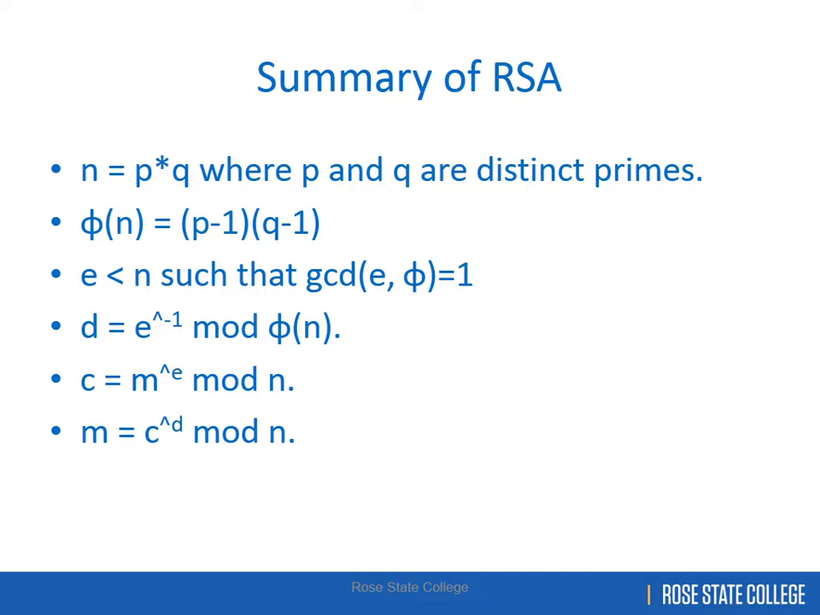Calculate D using the comparison method. Here's where it gets different. Let's look at those last two bullets. So I say M raised to E mod N gives us C. Then C raised to D mod N gives us M.